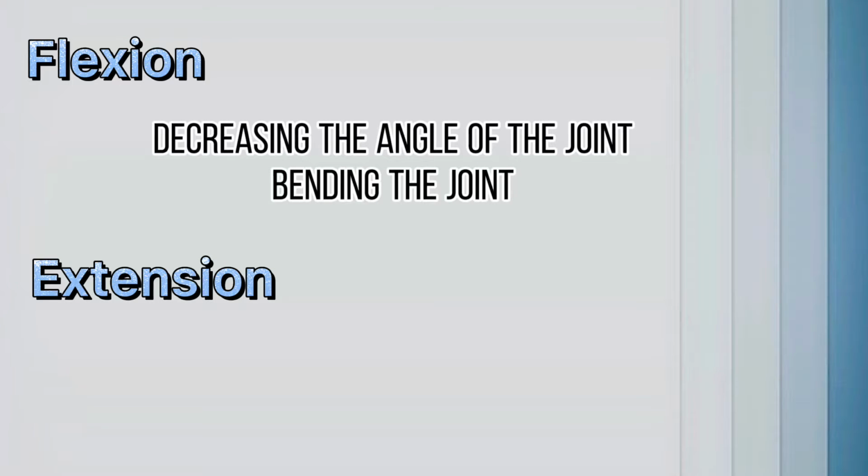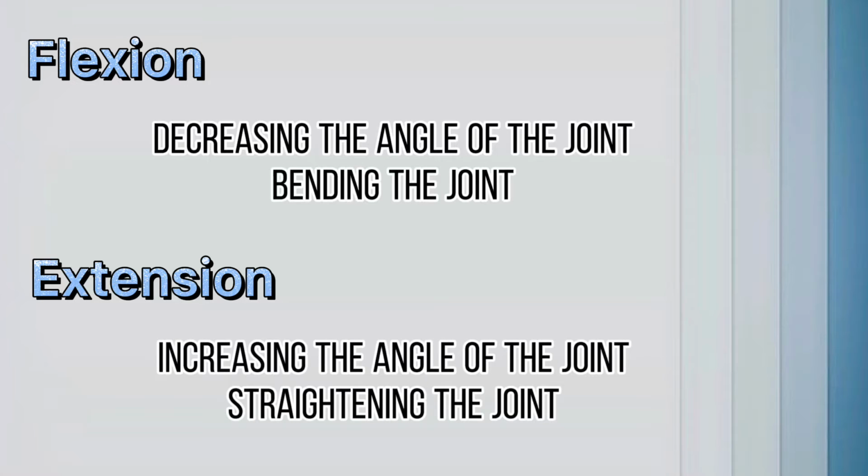The first set of anatomical movements is flexion and extension. Flexion is decreasing the angle of the joint by bending the joint, and extension is increasing the angle of the joint and straightening the joint.